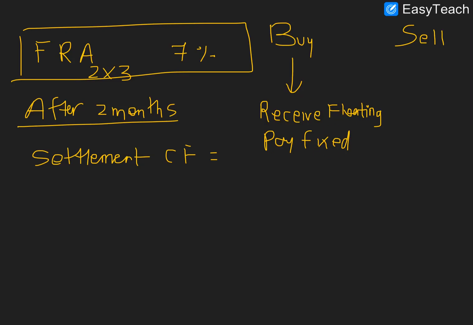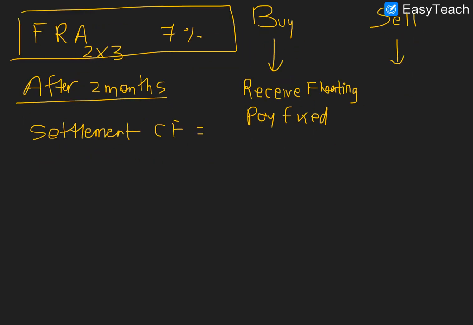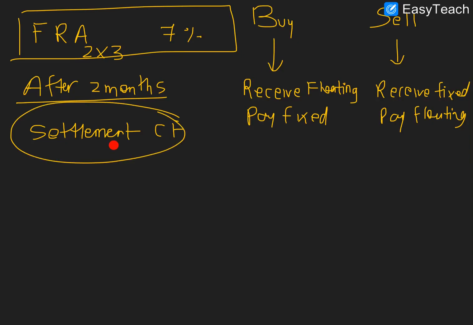Whereas if you have taken a sell FRA position, it means you have agreed for receiving fixed, whereas you're going to pay floating. Okay, so that's receive fixed and pay floating. Okay, so now coming back to over here, what should be my settlement cash flow over here?